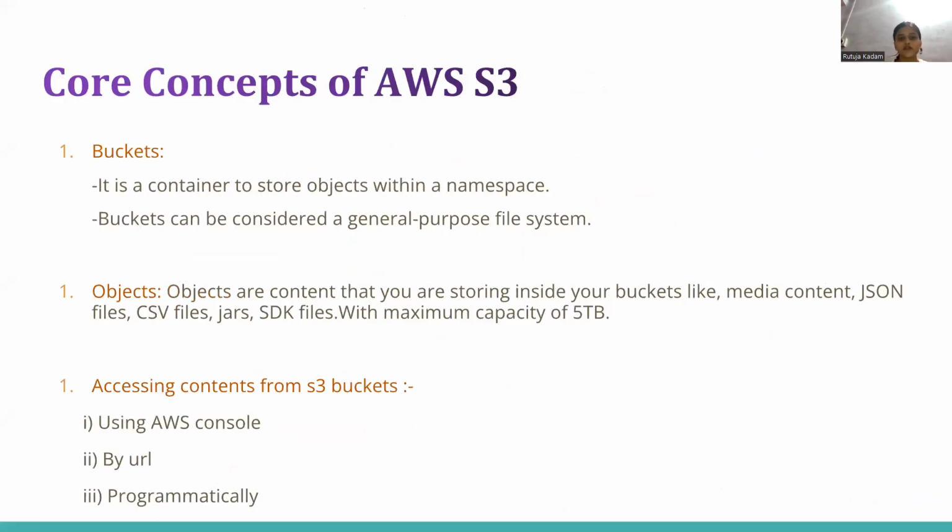So, core concepts of Amazon S3. First one is bucket. It is a container to store objects within the namespace and can be considered a general file system. Second one is objects. Objects are content that you are storing inside your buckets, like media content, JSON files, CSV files, jars, SDK files, etc. And the third one is accessing contents from S3 buckets. First one is using the Amazon console. Also we can access the contents from S3 by URL, and third, we can also access them programmatically.